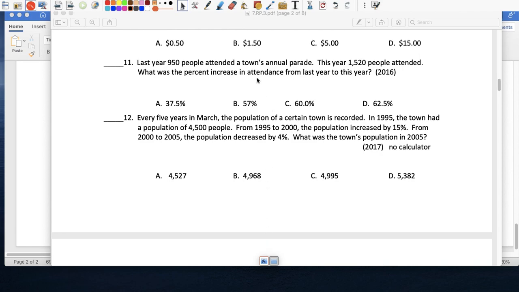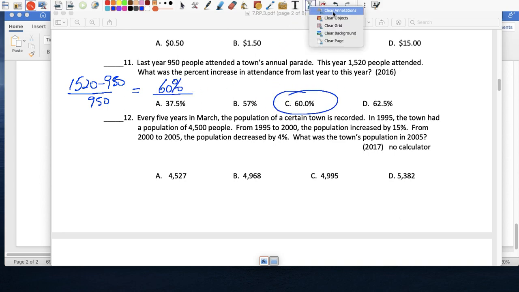Percent increase. Okay, last year, this year. So this year is the new one. So 1520 minus 950, which is the old, over 950. What was the percent of increase? 1520 minus 950 equals 0.6, or a 60% increase.